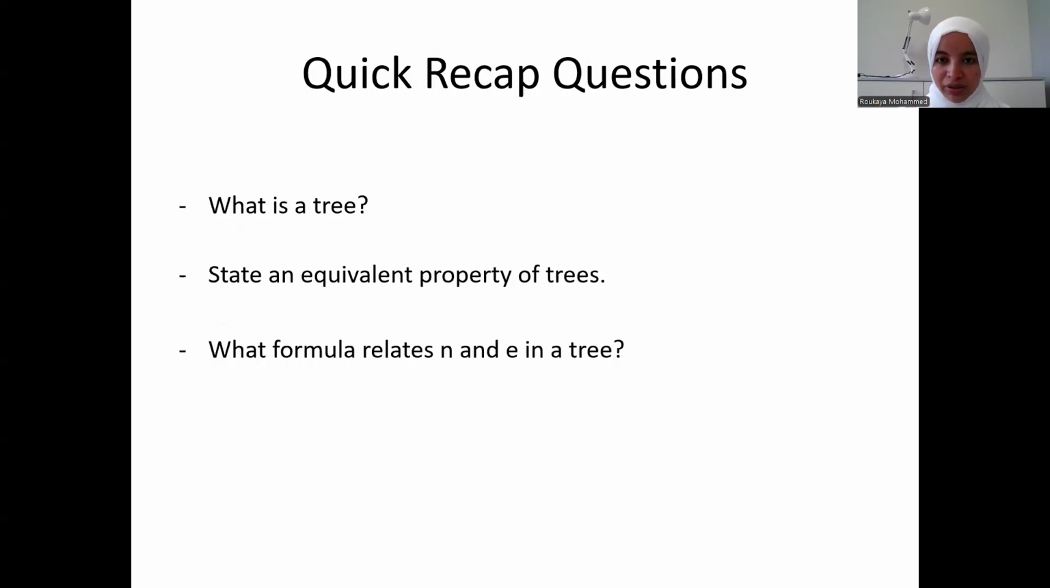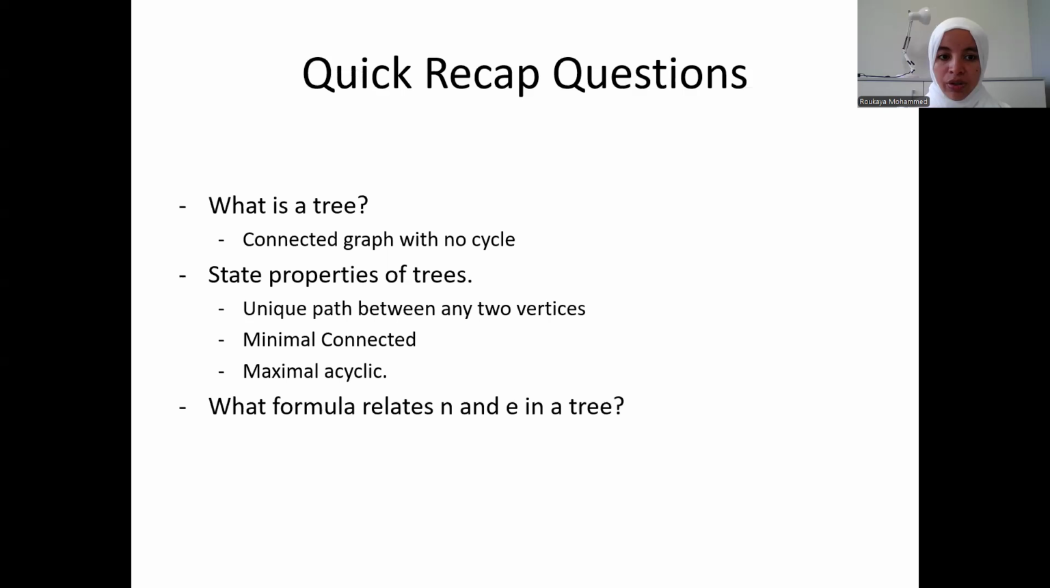What is a tree? Does anyone know? A tree is a connected graph with no cycle. Can you state the properties of trees? A tree has three main properties. A tree has a unique path between any two vertices. It is minimally connected, which means that if you remove any of its edges, it's going to be two different components and not connected anymore.